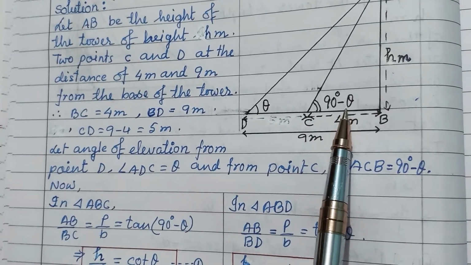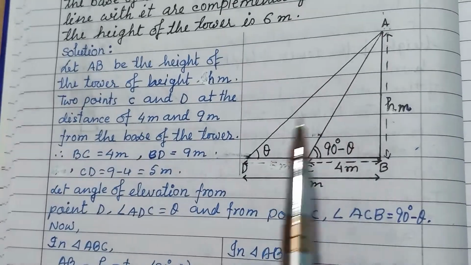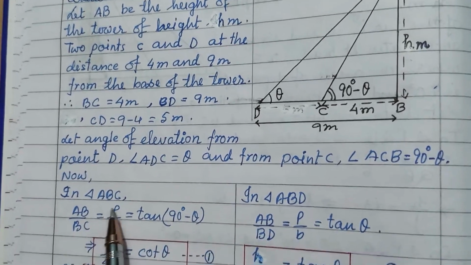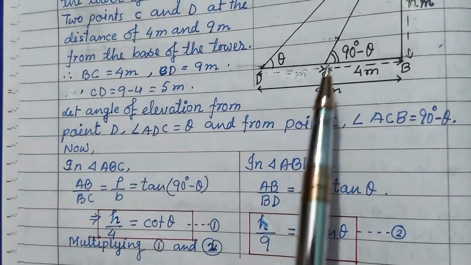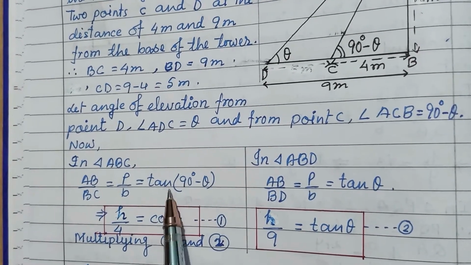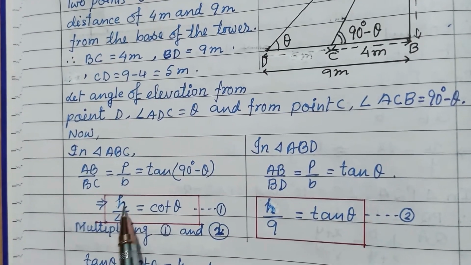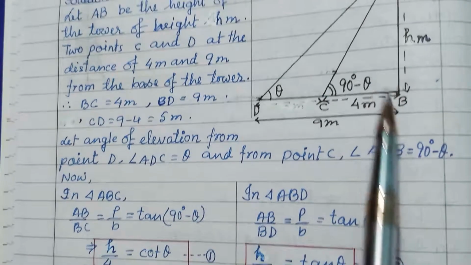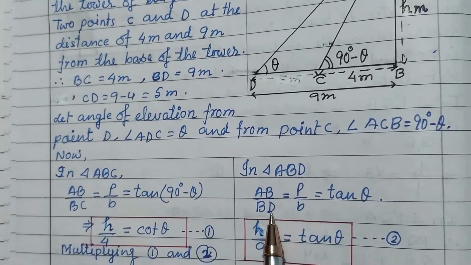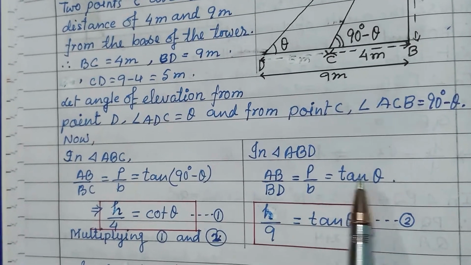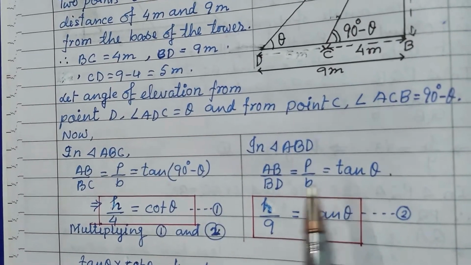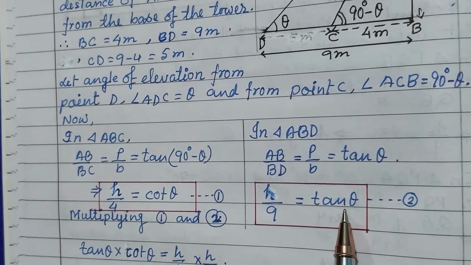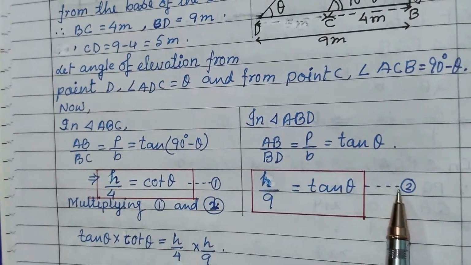90 degrees minus theta. Now we take this triangle and this triangle one by one. In triangle ABC, AB upon BC is equal to perpendicular upon base, that is tan(90 degrees minus theta). Tan(90 degrees minus theta) is equal to cot theta, we know. So h upon 4 is equal to cot theta, one relation we have got. Next triangle is ABD. In triangle ABD, AB upon BD is equal to perpendicular upon base, equal to tan theta. So with AB as h and BD as 9, h upon 9 is equal to tan theta. These are the two relations we have got.